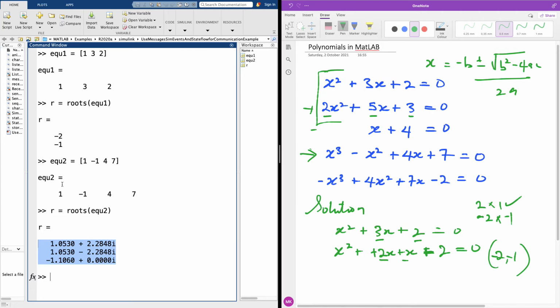So I'll allow you to play around. The first thing you do is convert the equation to a matrix, to an array like this, and then you use the roots function in MATLAB to find the result. So this is how to solve quadratic equations, actually polynomials, in MATLAB. And I'd like to stop here.